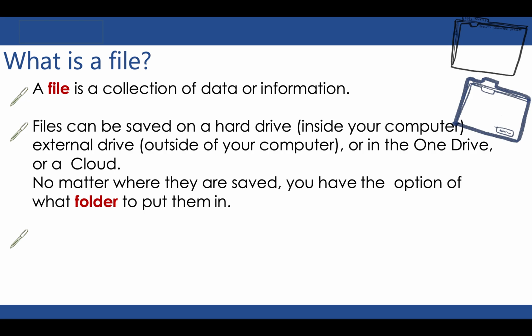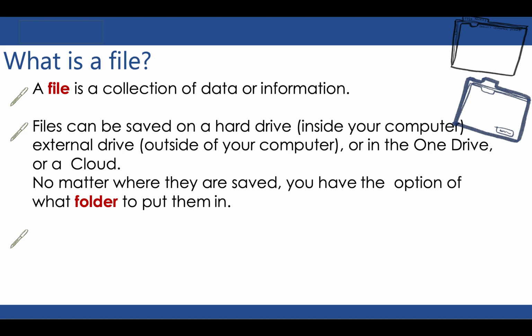Files can be saved on a hard drive, which lives inside your computer. It's a physical device that you can hold, but it's tucked away nice and neatly. A file can be saved on an external hard drive, which is basically a hard drive that lives outside of your computer. A great example of this is a simple USB, which is basically just a teeny tiny hard drive. Your files can live on OneDrive, which is part of your Microsoft Office 365 suite. We're going to get to that in video number 4.